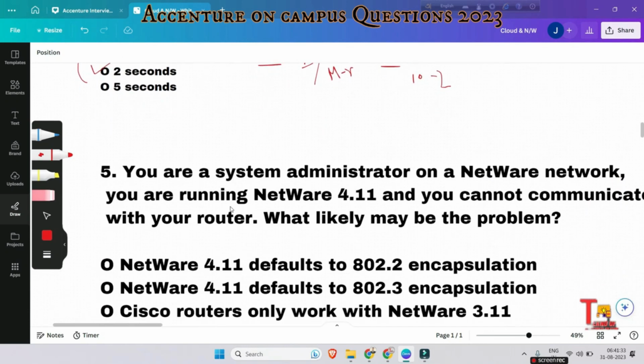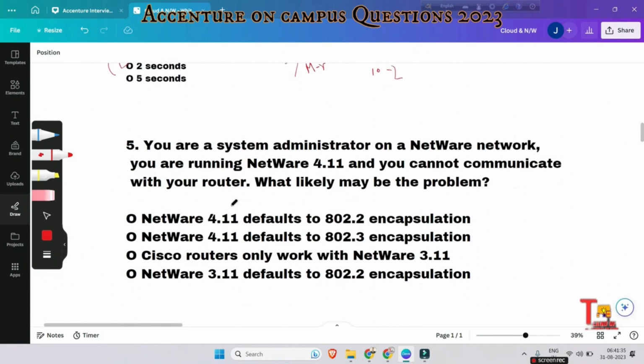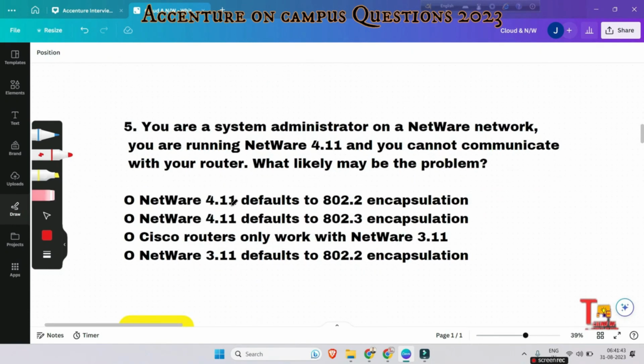Okay, next question is, you are a system administrator on a network. You are running network 4.11 and you cannot communicate with your router. What likely may be the problem? Among them, please opt for an option and give me the answer.